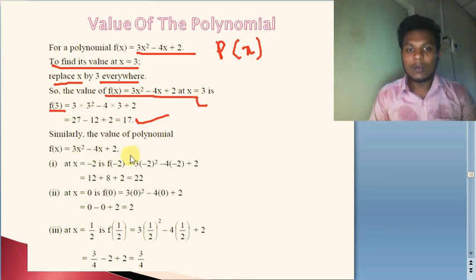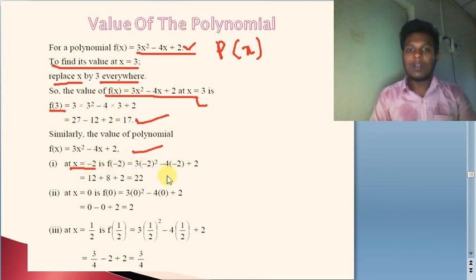Now one more example has been taken, with x is equal to minus 2 substituted. What will happen? For the same polynomial given to us, wherever you find x, substitute minus 2. So here 3 into minus 2 square, keep it in brackets, otherwise it will go wrong. Then minus 4 into minus 2 plus 2. So 3 into minus 2 square is 4 into 3, that is 12, plus minus of minus is plus 8, plus 2, it will be 22. Then at x is equal to 0, at x is equal to 1 by 2.